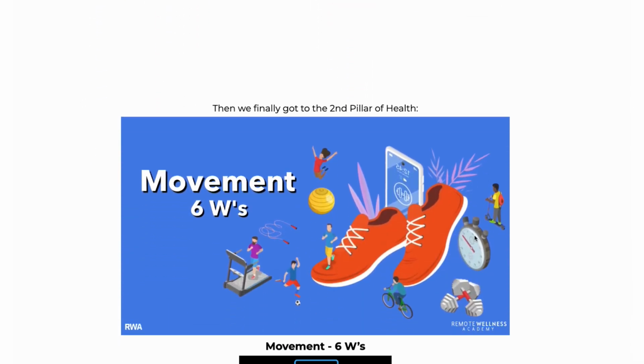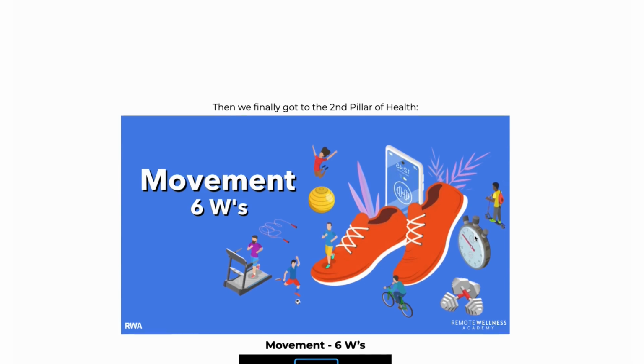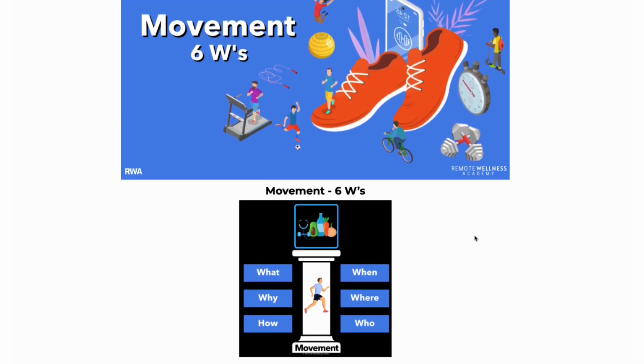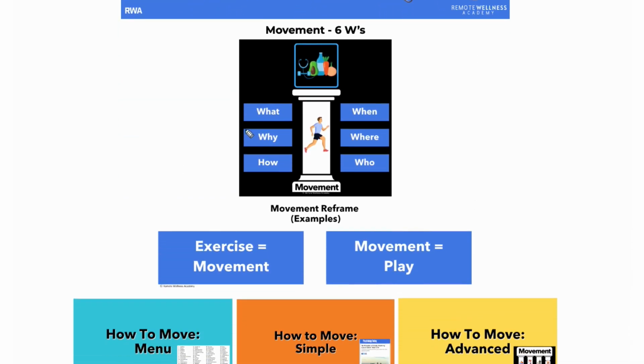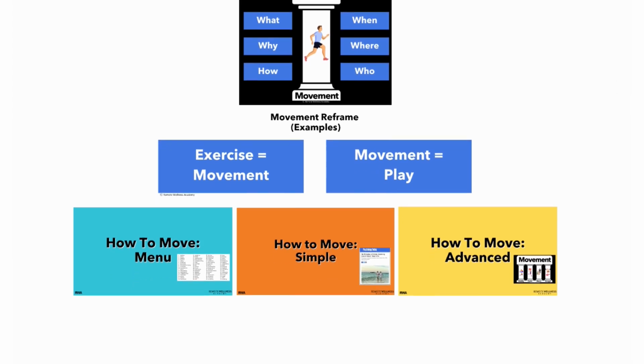From there, after that, we got into the second pillar of health finally, and we went ahead and talked about movement, and we talked about the 6 W's of movement all in one training. We talked about the what, why, how, when, where, and who of movement. We said that, hey, we're going to go ahead and reframe exercise as movement, and movement is just play. And then we went ahead and talked about 3 methods in order to actually be able to move.